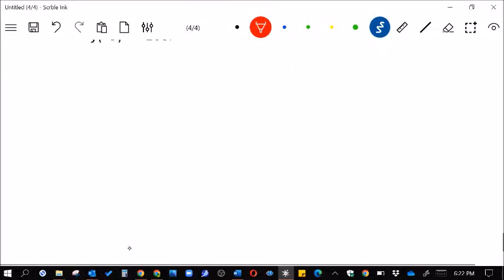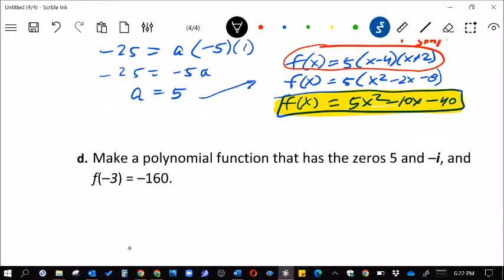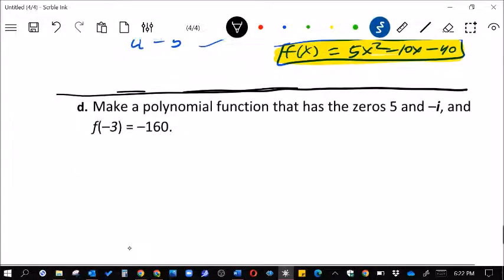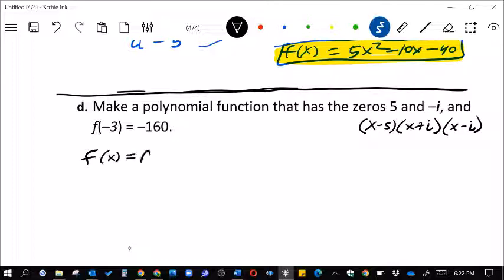Let's do another one here with the imaginary number. Okay. So I have a 5, so that's x minus 5. And it's minus i, so it's x plus i. But then I have to use a conjugate, which would be a positive i, so I have to use the opposite sign when I put it in there. So now I get that the function of x is equal to a times x minus 5, x plus i, and x minus i.